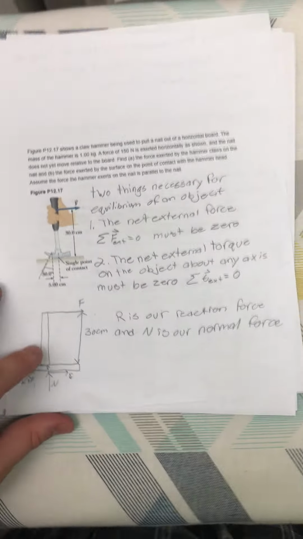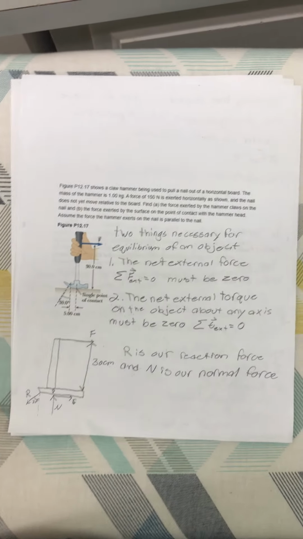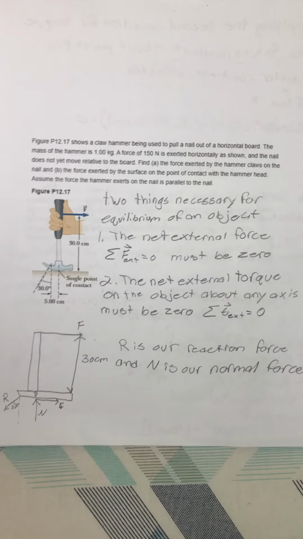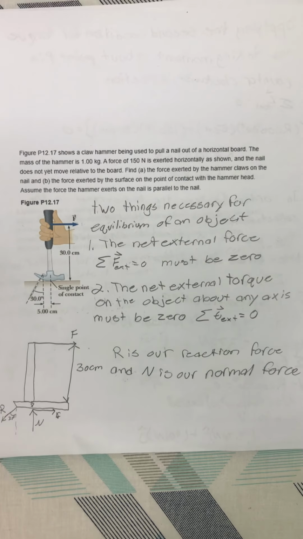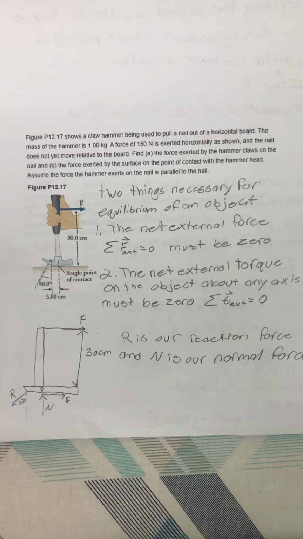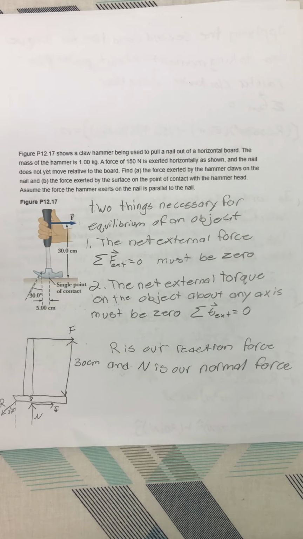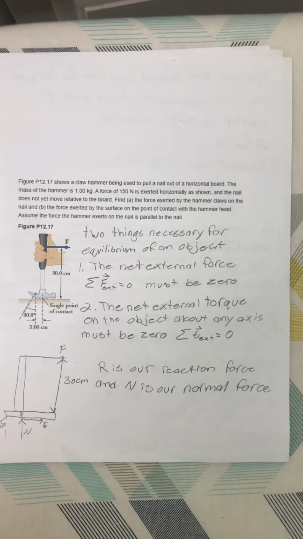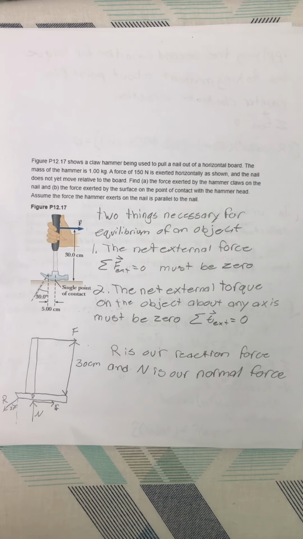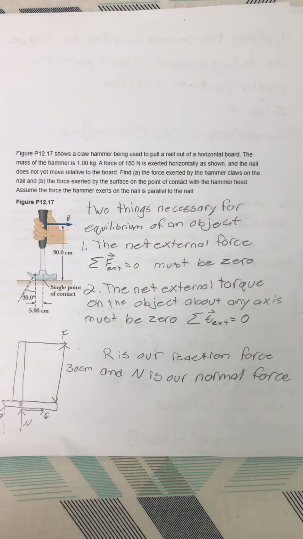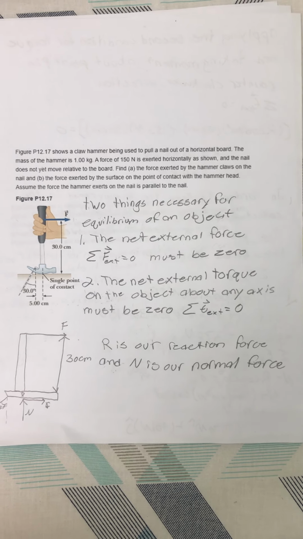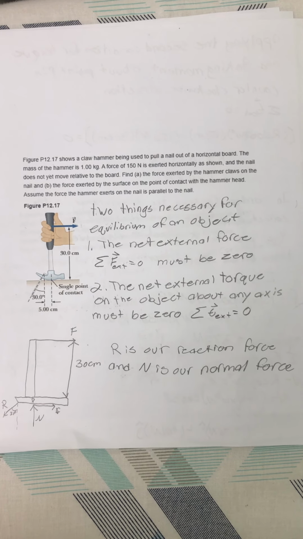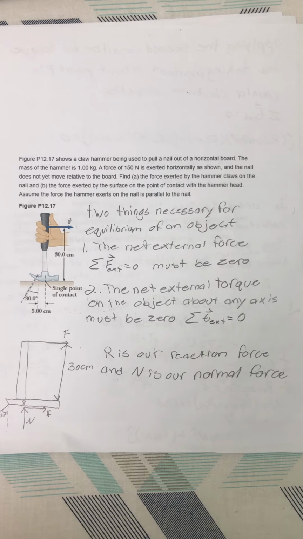And then for the second question, this is on chapter 12. We have a question that reads, figure P12.17 shows a claw hammer being used to pull a nail out of a horizontal board. The mass of the hammer is 1 kilogram. A force of 150 newtons is exerted horizontally as shown, and the nail does not yet move relative to the board. Find A, the force exerted by the hammer claws on the nail, and B, the force exerted by the surface on the point of contact with the hammerhead. Assume the force the hammer exerts on the nail is parallel to the nail.